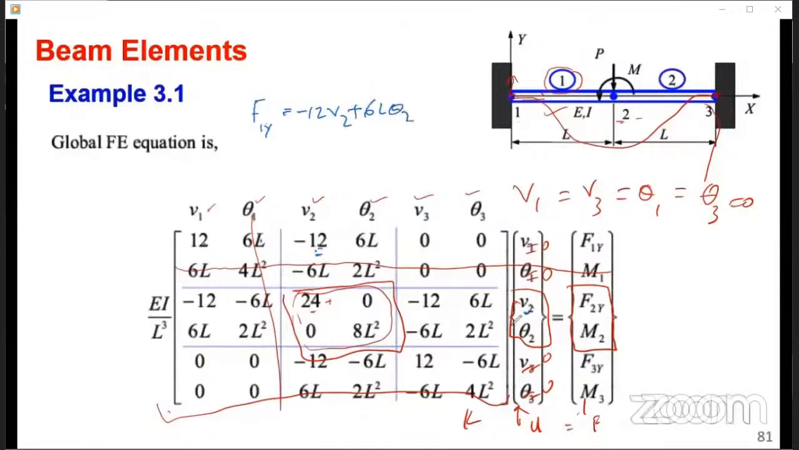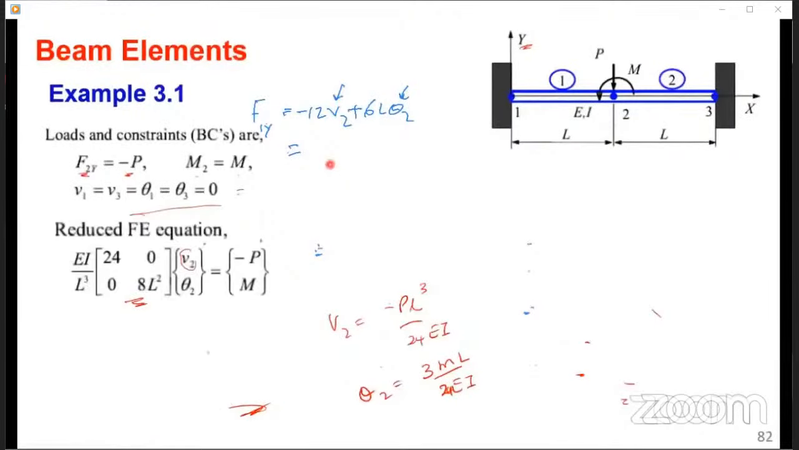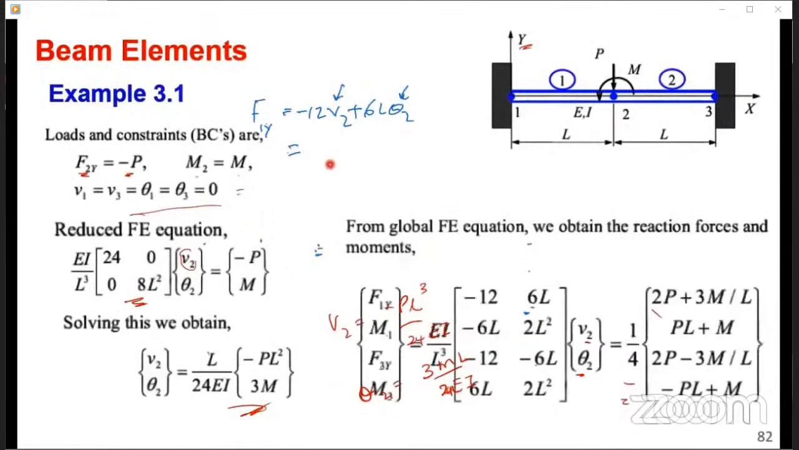If you multiply 0 times V3, it is 0. So if you do that, you're going to get F1y. Already you have determined V2. You have already determined theta 2, and this is what you are obtaining from this. So don't worry about what you are getting here. We have only remained with the quantities that are necessary to determine F1y. F1y, we have said, is minus 12 times V2 plus 6L times theta 2.